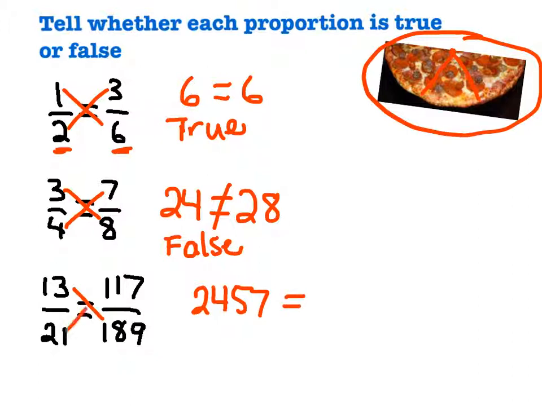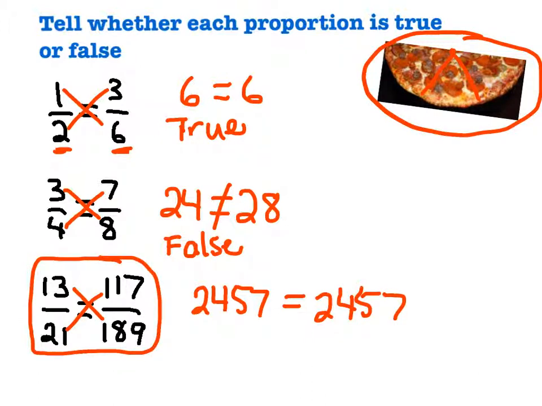Does that equal the other cross product? 21 times 117 is 2,457. So although these fractions look like they may not be equal, when we do cross product, we actually saw that they are true. So use the cross product, cross multiply, and you can see whether fractions that are set equal to each other, or proportions, are true or false.